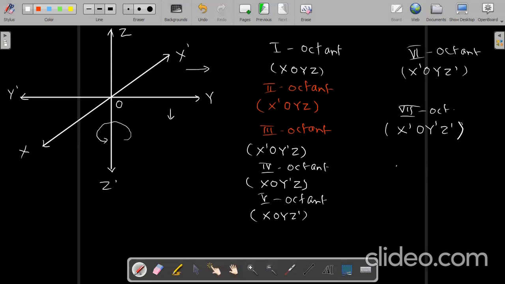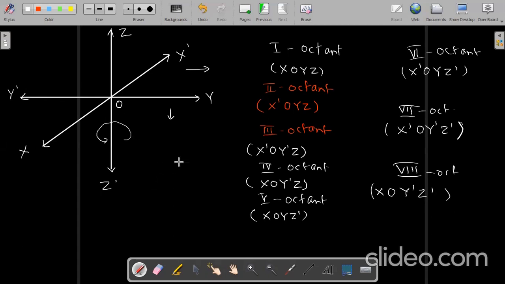So last octant: sixth, seventh, eighth. The eighth octant will be X, O, X, O, Y dash, and Z dash. Hope you understood.